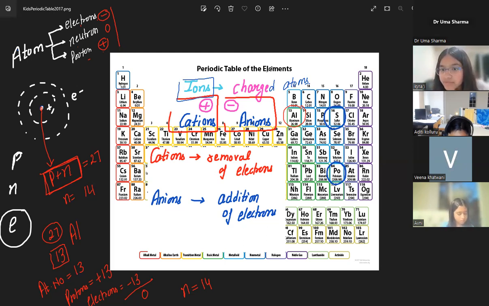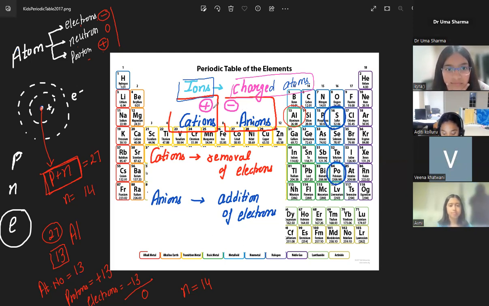I'm back, girls. Sorry. So, Aditi, when you entered the class, before that, we were talking about ions. And ions are charged atoms. And there are only two charges. What are these two charges? Aditi, answer it. Okay, you will not answer, girls. She will be the only one who is interacting with me. Two charges, what are those?